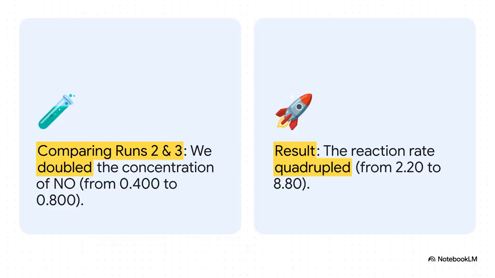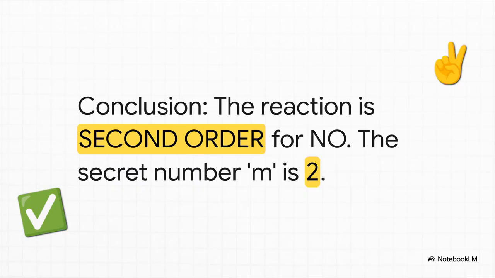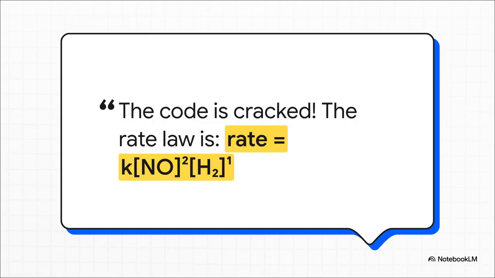Now for our second suspect, nitric oxide. Let's look at runs 2 and 3. This time, the hydrogen is held constant, but we doubled the nitric oxide. And, whoa, look at the rate. It doesn't just double. It goes up by a factor of 4. It quadruples. Now this is interesting. That huge jump is our biggest clue. When you double the concentration of something and the rate quadruples, that tells you the relationship is squared. So the reaction is second order with respect to nitric oxide. And just like that, we found our second secret number. m is 2. And boom, the code is cracked.